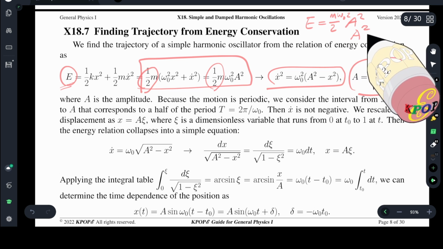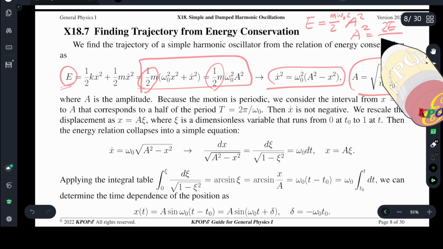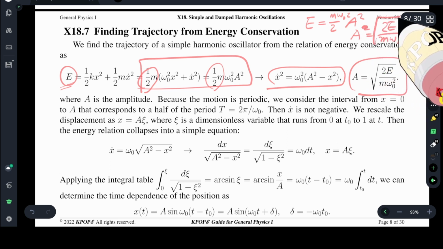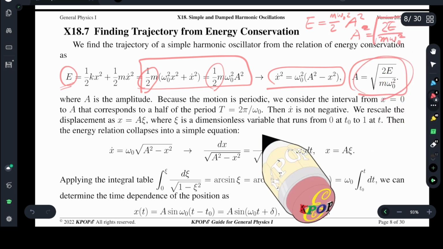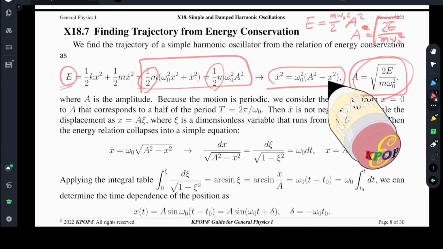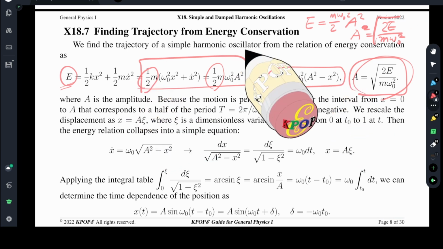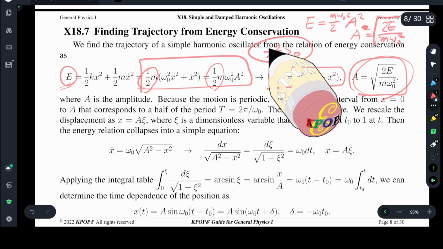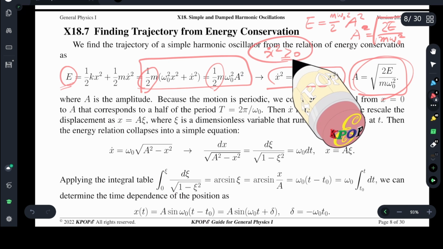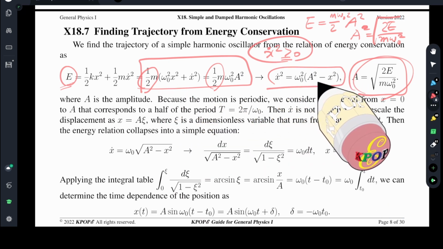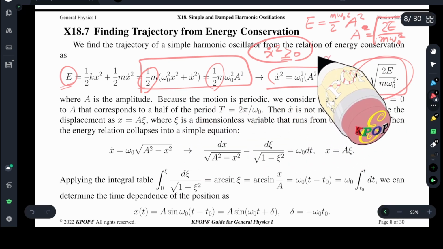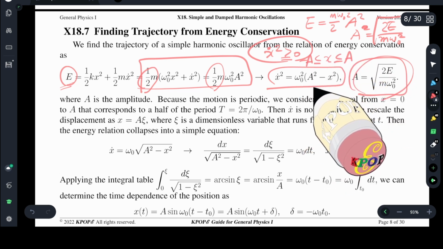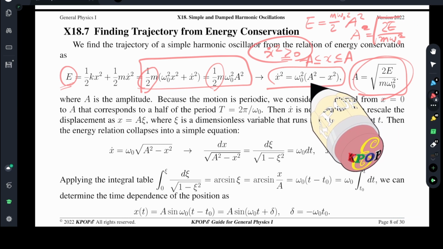So A equals 2E over m omega 0 squared, so A is the square root of this. And we can see x dot squared is positive definite, so the minimum value is 0. So the range of x is from minus A to plus A. So we have a graph.